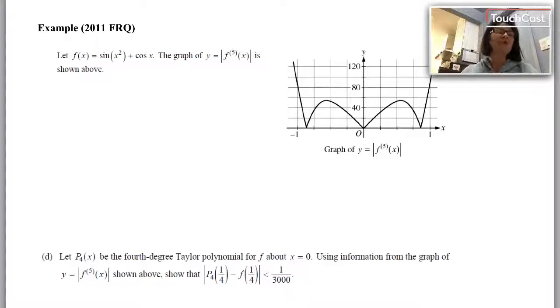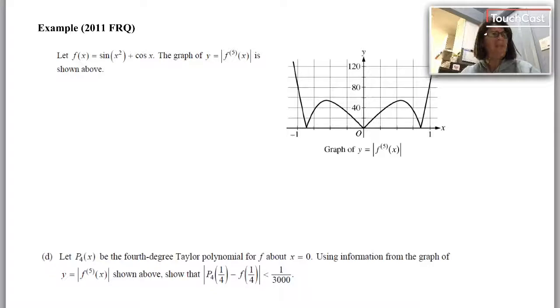So this question is much more like the way you would see what we call the Lagrange error bound on a Taylor polynomial tested on the AP test. This is the same problem that we worked on the other day. We made a Taylor polynomial for sine of x squared plus cosine of x, and you were wondering all along why this picture of the fifth derivative was there when they were asking you to make the fourth degree Taylor polynomial. Well, now we know.